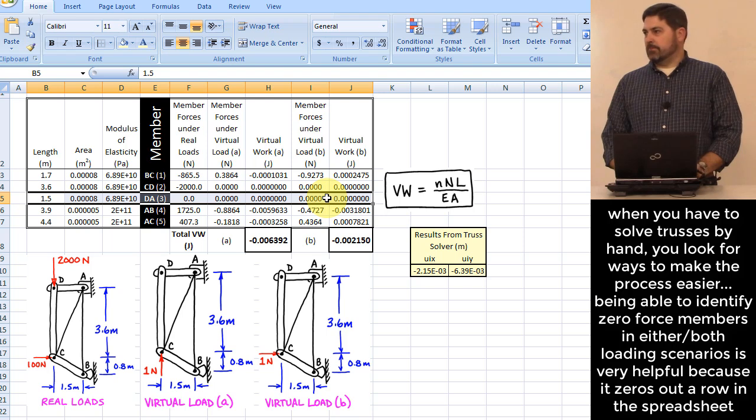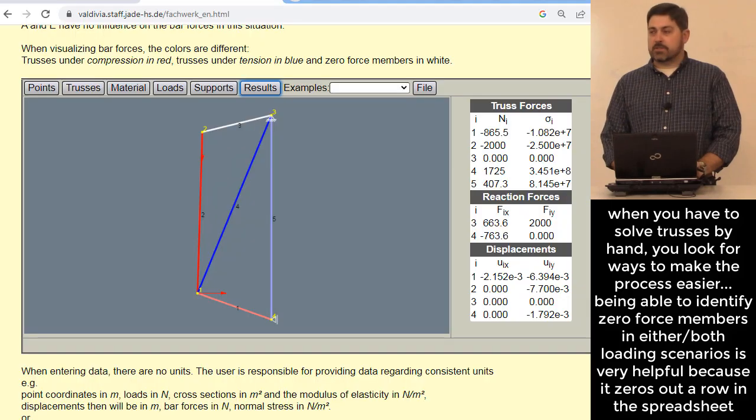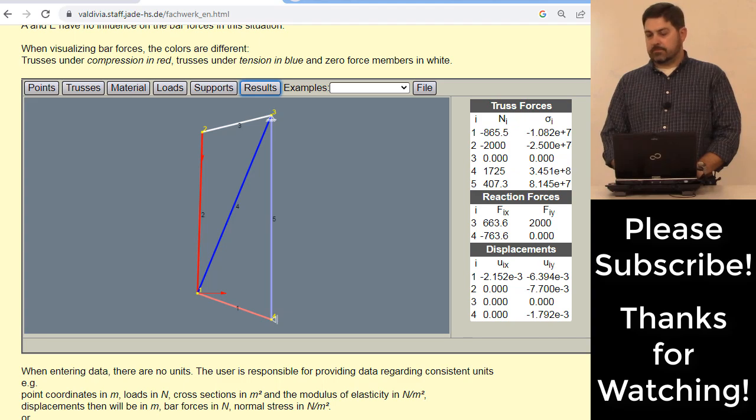Why do you think I'm bringing this up? Will you have this tool when you take your test? Okay? But what will you have when you take your test? You'll have your brain. You will have a calculator, right? But your brain is the one I'm focusing on here. If you can identify that you've got some zero force members, those become members that you don't have to deal with, and they can be zero force members either for the real loads or for the virtual load that you're getting ready to apply. As soon as you see that, that becomes a member that you don't need to know anything about anymore. Okay? All right.